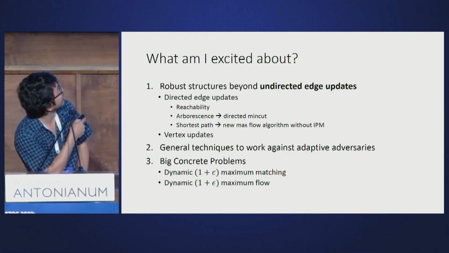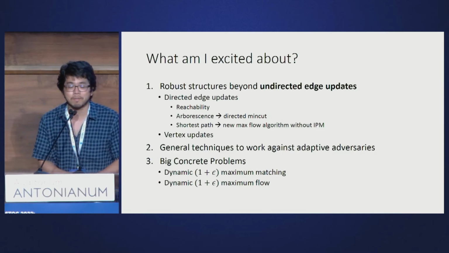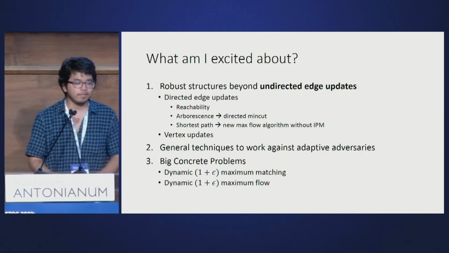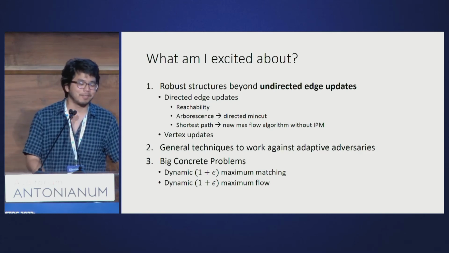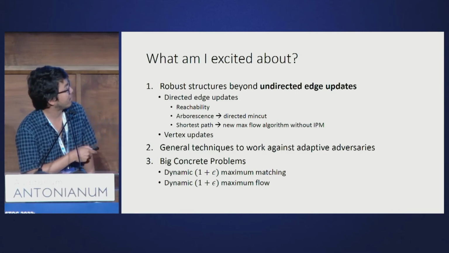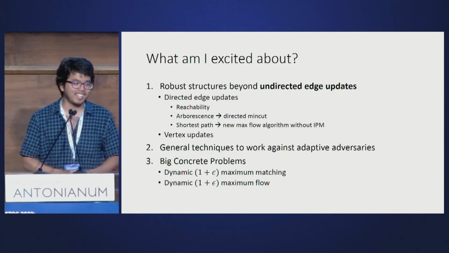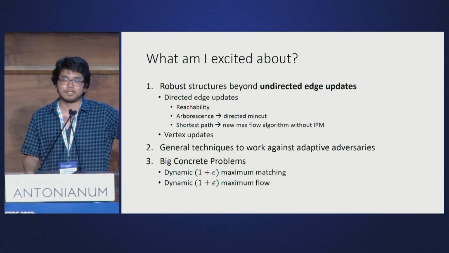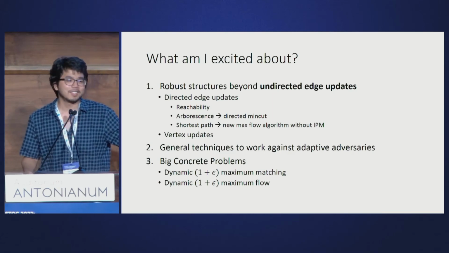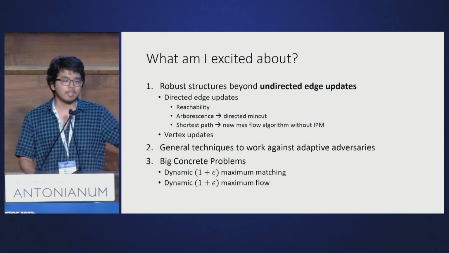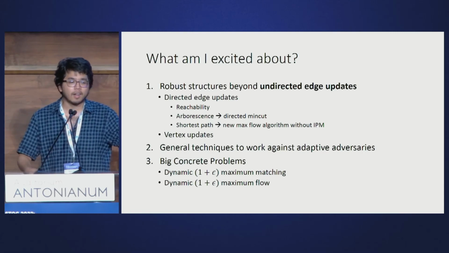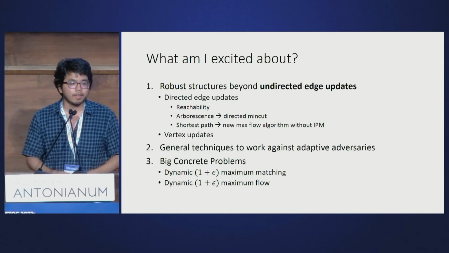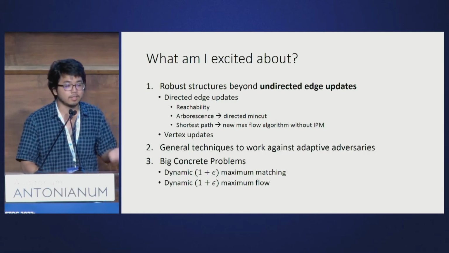The second thing is a general technique to make dynamic algorithms work against an adaptive adversary. So I think throughout this workshop, you will learn more about adaptive adversaries, but let me just tell you quickly. In a dynamic algorithm, there are going to be some updates that are given to you. If an update can depend on the output that you gave in the last iteration or something like that, then you call this adversary adaptive.